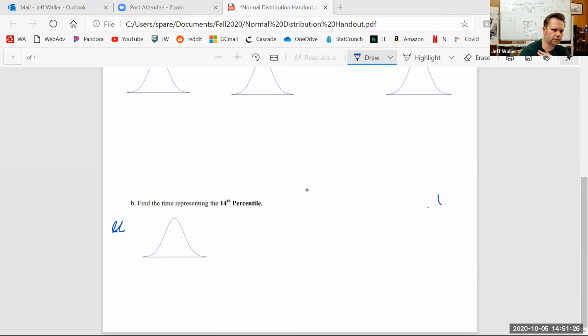So like somebody just said, it's got to be down here for the 14th percentile because it's only supposed to have 14% in it. It's got to be down here somewhere because there would be 50% below the mean. So can you find the z-score that relates to 0.14 below it?